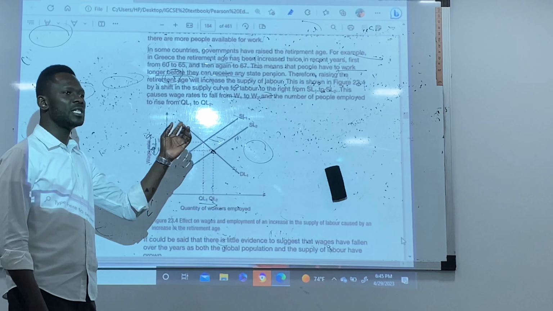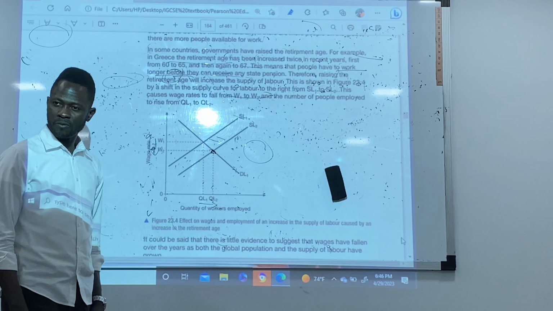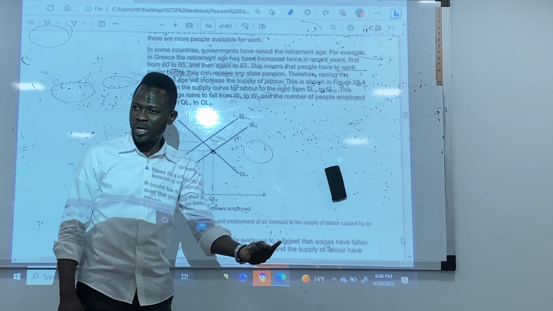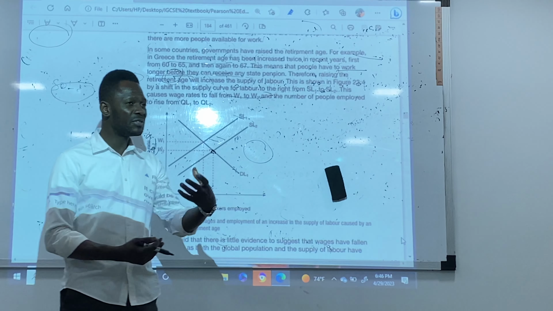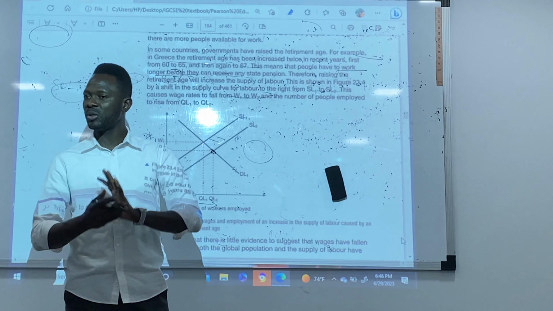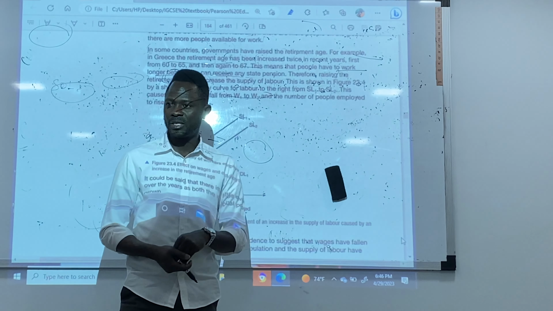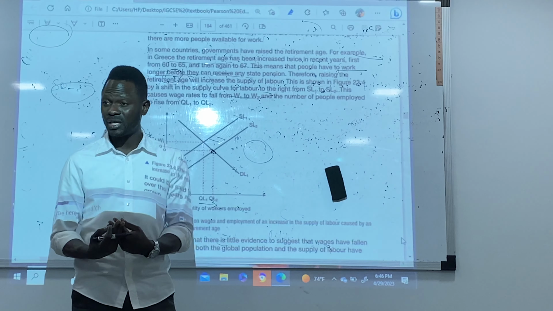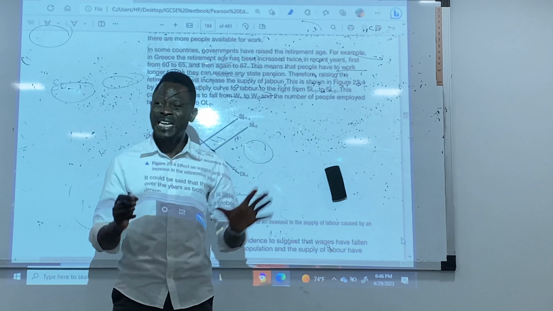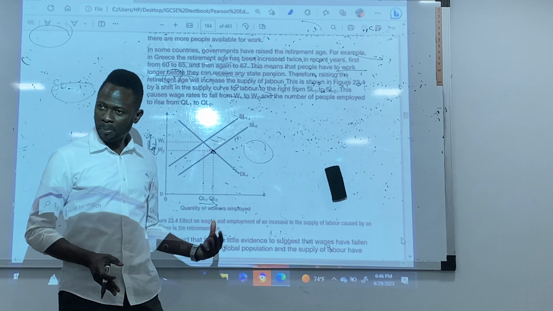Any question about changes in demand for labor and changes in supply of labor? Changes in demand for labor will either increase or reduce the wage rate. It increases the wage rate if the demand for a product is increasing, because the demand for labor will increase. It reduces the wage rate if the demand for a product is reducing, because the quantity demanded for labor will reduce, since demand for labor is derived demand.